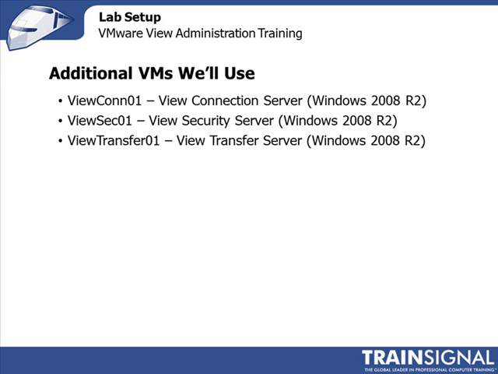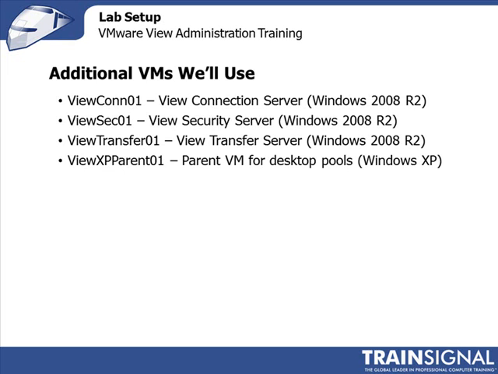The ViewTransfer01 will act as our View Transfer server, again running Windows 2008 R2. The ViewXP parent 01 virtual machine will act as the base image for our desktop pools within View, and it is running Windows XP. And then we have ThinApp01, which is going to be our packaging virtual machine for our ThinApp application virtualization packages, which also is running Windows XP. Now don't worry if you don't understand what all of these different pieces are. We'll get into that in later lessons. But for reference purposes, this is what we're going to use.